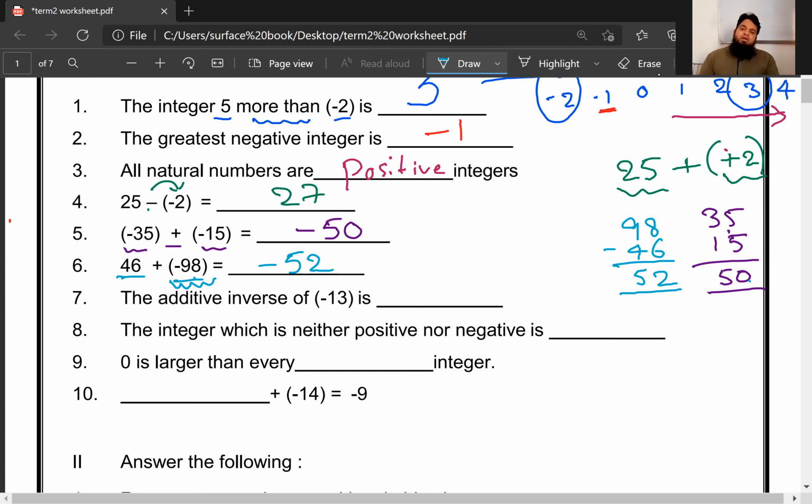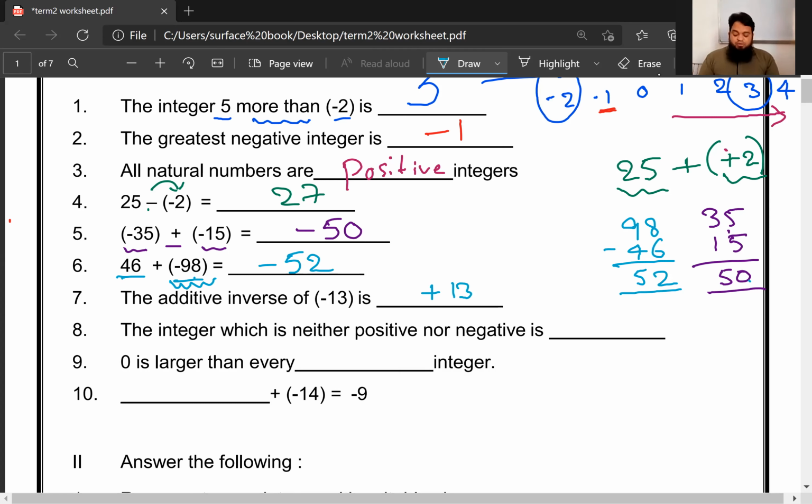Now, what is the additive inverse of minus 13? Your additive inverse is plus 13. Additive inverse means it is the opposite sign. If it is minus, you will get it as plus 13. If he asks the additive inverse of plus 17, the answer is minus 17.